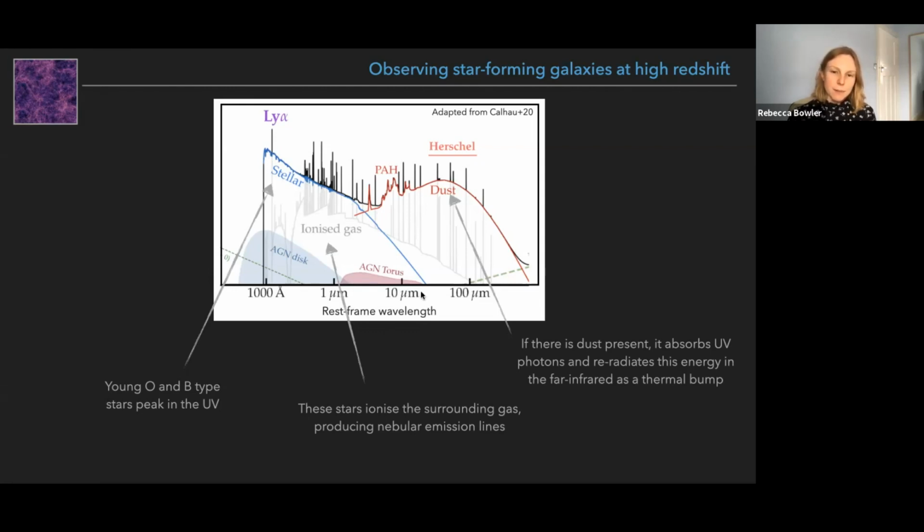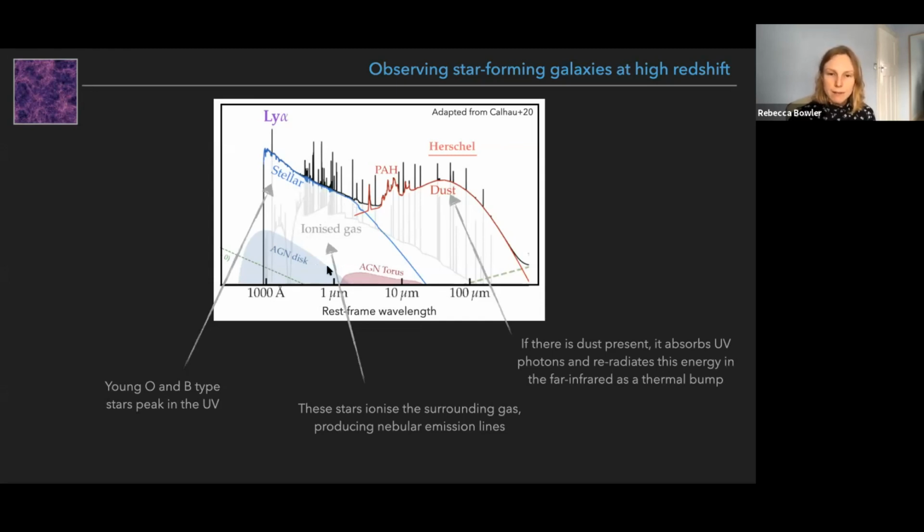So on the left, with this blue line here, we're seeing the stellar light from stars. So in a young star-forming galaxy, this is mostly coming from O and B type stars, and their spectrum peaks in the ultraviolet part of the spectrum. So as well as the stellar continuum light, the photons from these stars also ionize the surrounding gas, and this then emits nebular emission lines as these atoms recombine. And that's what's shown as this kind of grey, sort of spiky spectrum here. And so added on top of the stellar continuum, you see these strong emission lines from the ionized gas.